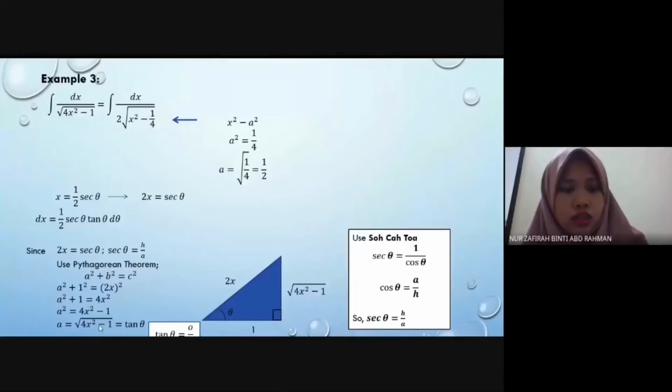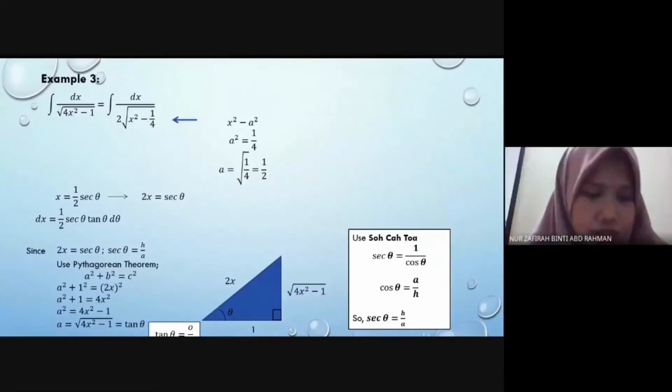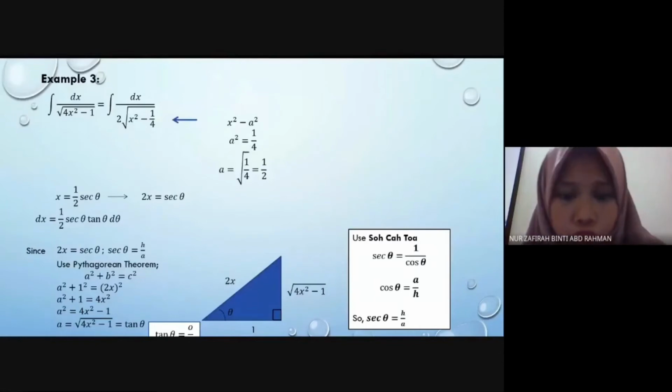This is defined as tangent theta. Why tangent theta? Because we know that tangent theta is opposite over adjacent. So the opposite value is square root of 4x squared minus 1 over adjacent, which means 1.